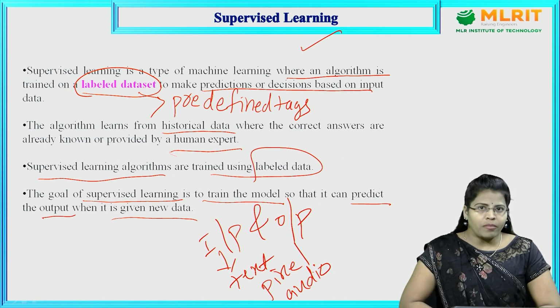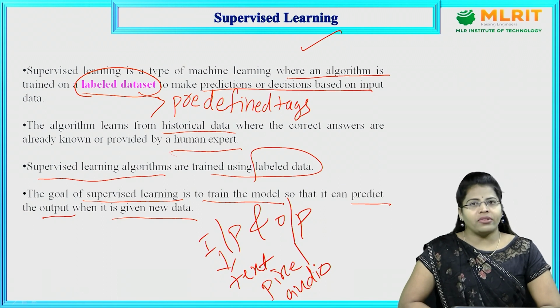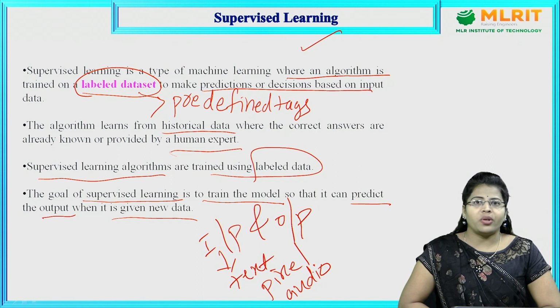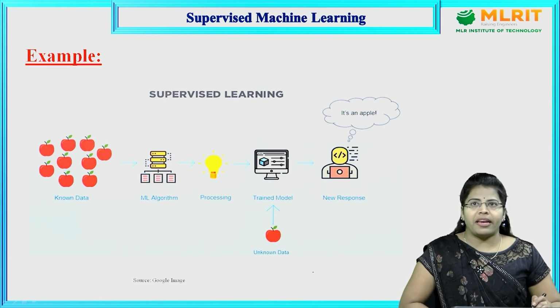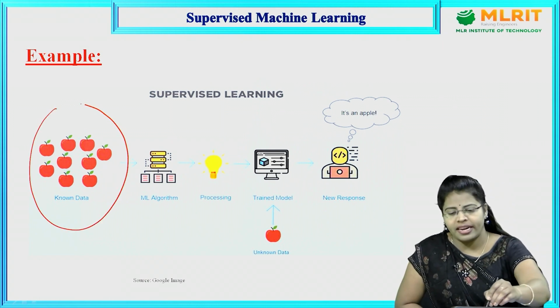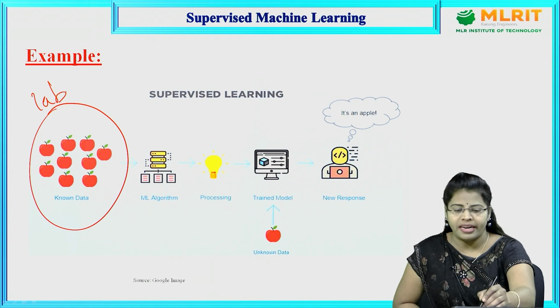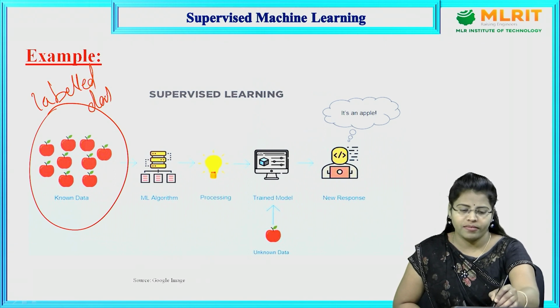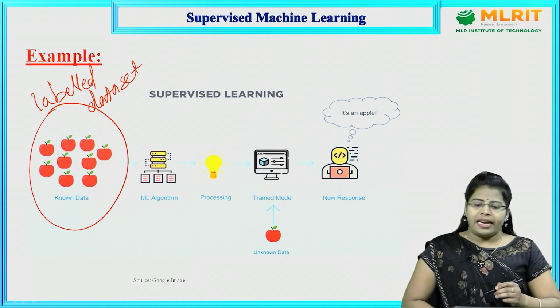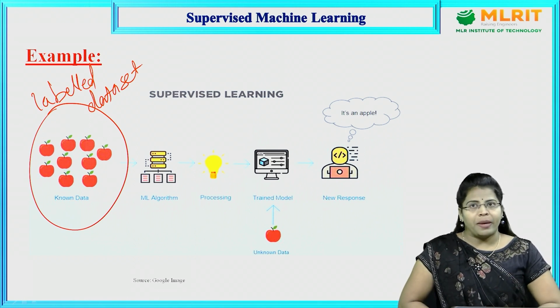We are going to train the model with the help of these inputs. Once the model is trained, it is going to predict the output whenever you give a new input. So that's how the machine is trained using the labeled data set by using some supervised machine learning algorithms. Let me explain with one example of supervised learning. As you can see in the image, the data consists of images of an apple, which is a labeled data set. The training data set consists of labeled images of an apple.